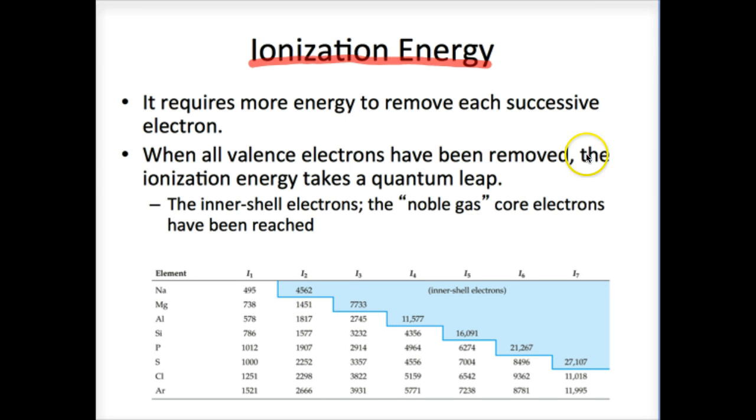We hit what's known as that wall, and that's what's recognized. That's what they're showing you here with the blue. So you go from 495 kilojoules to 4,562 kilojoules. So sodium's only likely to lose one electron. Magnesium is 738, 1451, and then 7,000. So again, magnesium is only likely to lose 2 electrons, and that's all they're talking about.